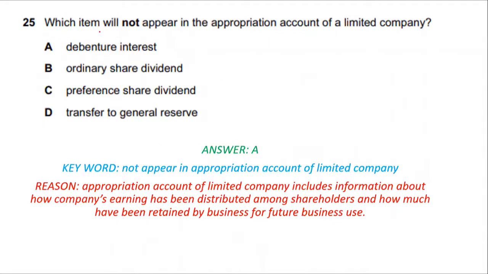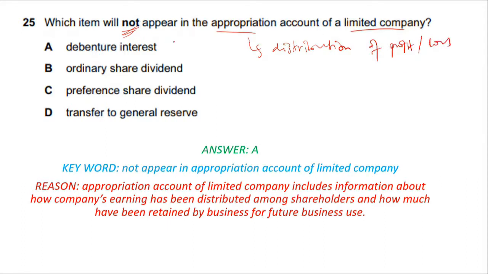Multiple choice 25. Which item will not, they have highlighted, this is the keyword, will not appear in the appropriation account of a limited company. Now, what is an appropriation account? We have seen this term before, but we are seeing it again. It shows the distribution of profit and losses. And this is asking which will not appear.